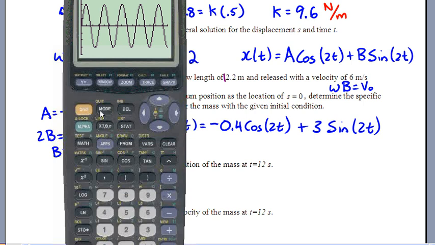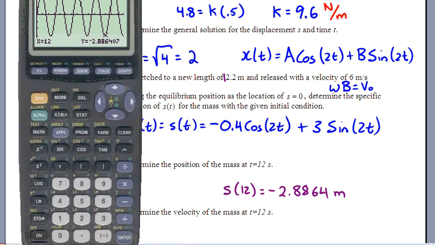If I wanted to find out where it was at time 15 or time 12, I can go calculate a value at time 12. And it says, okay, I got a number here for you. Looks like it's going to be at some position S at time 12. It's going to be negative 2.8864 meters.